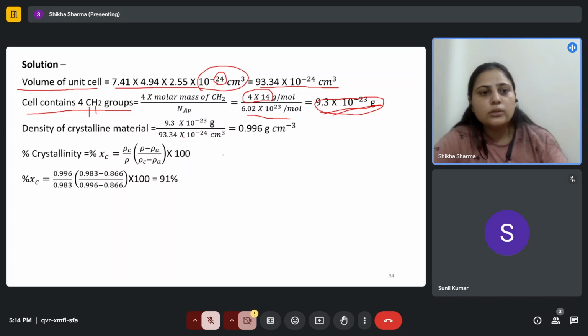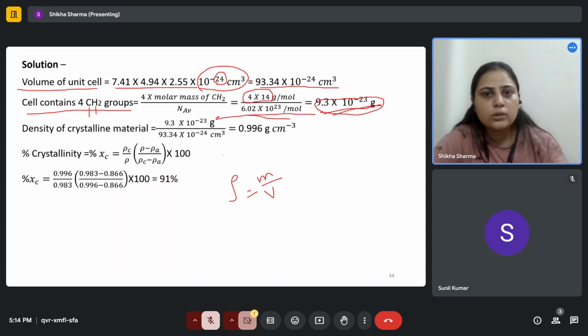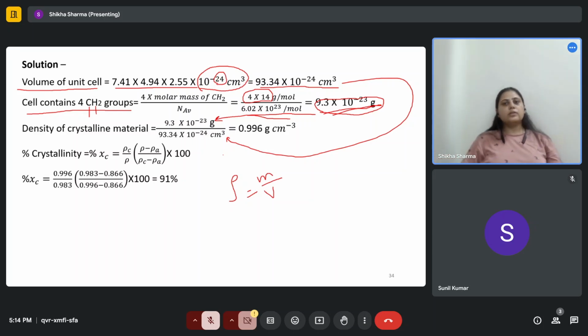Okay, so the density of the crystalline material: density is equal to mass upon volume. So we have the mass as 9.3 into 10 to the power minus 23 gram, from the 4 CH2 mass, and then divide by the volume of one unit cell, which we calculated by multiplying the ABC dimensions, 93.34 into 10 to the power minus 24 centimeter cube. So when we divide, we get 0.996 gram per centimeter cube as the density of the crystalline material.